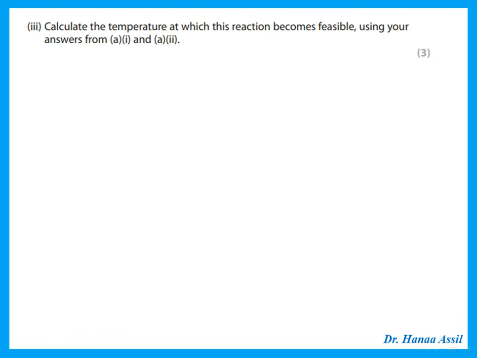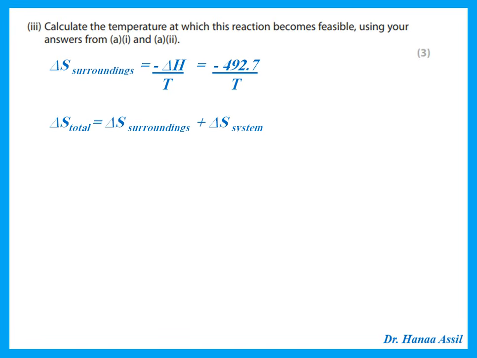Calculate the temperature at which this reaction becomes feasible. Okay, we should know that I can use the delta H to get delta S of surroundings, and from that I can know that the delta S total is the total of the delta S surroundings plus delta S of system. When the reaction is feasible, the delta S total has to be 0 or a positive value. So the minimum temperature at which this reaction is feasible is when the delta S total is 0 or above 0. So put in the delta H.